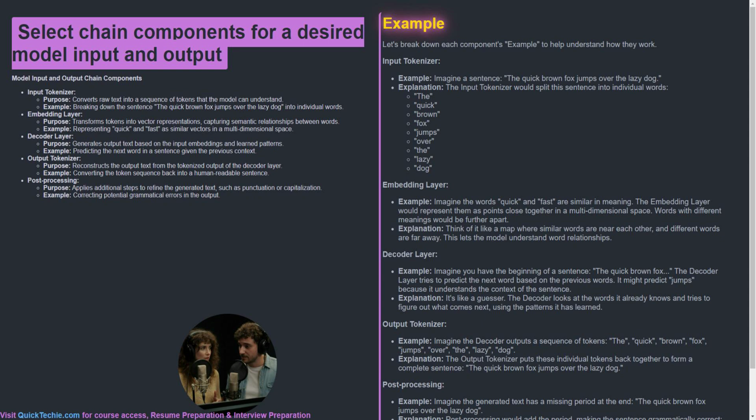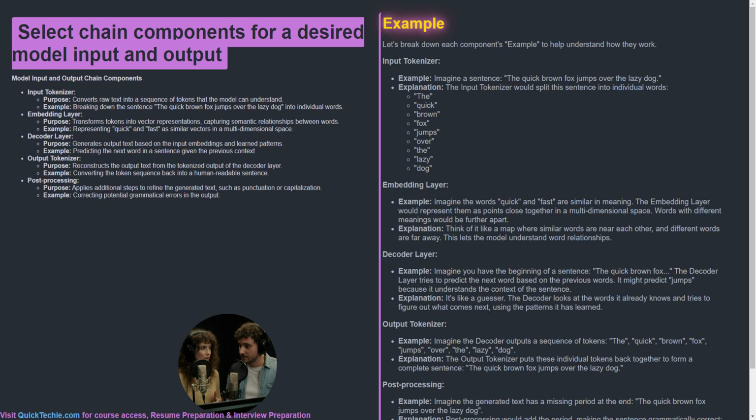Decoder layer. Example: imagine you have the beginning of a sentence, "the quick brown fox." The decoder layer tries to predict the next word based on the previous words. It might predict "jumps" because it understands the context of the sentence. Explanation: it's like a guesser. The decoder looks at the words it already knows and tries to figure out what comes next, using the patterns it has learned.